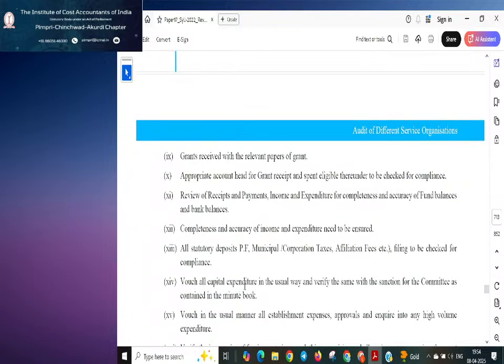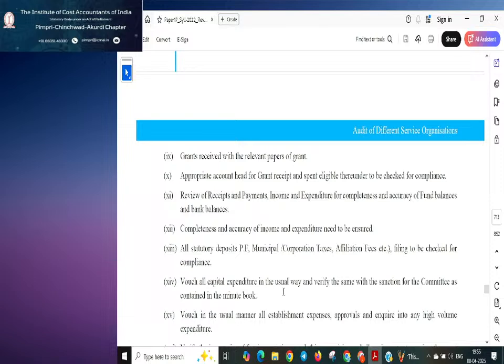Then grants received with the relevant papers of grant. Yes, appropriate account head for grant receipt and spend eligible thereunder to be checked for compliance. Then review of receipts and payments, income and expenditure for completeness and accuracy of fund balances and bank balances. Completeness and accuracy of income and expenditure need to be ensured at all times. All statutory deposits, like whatever affiliation fees they have to pay, whatever compliance, municipal corporation taxes, whether these have been properly paid, settled. And nowadays it's very easy because everything is online. So you get the prompts for the due date, and if it is settled, it's always there online. So it is not like before where you have to go to the office to pay, even the EB has become online. So more and more when we look at digitalization, the error proofing is already done at that level. Alright. Vouch all capital expenditure in the usual way and verify whether the same has been sanctioned by the committee.